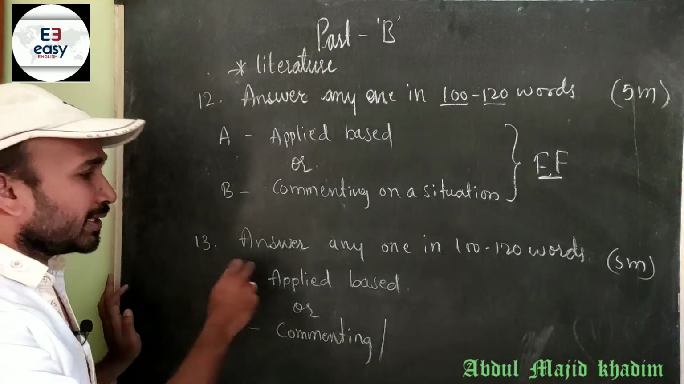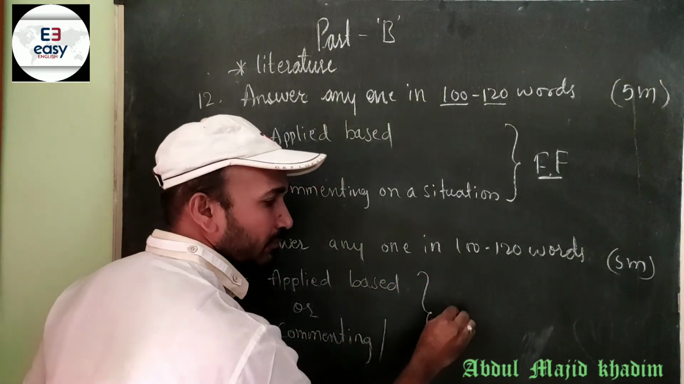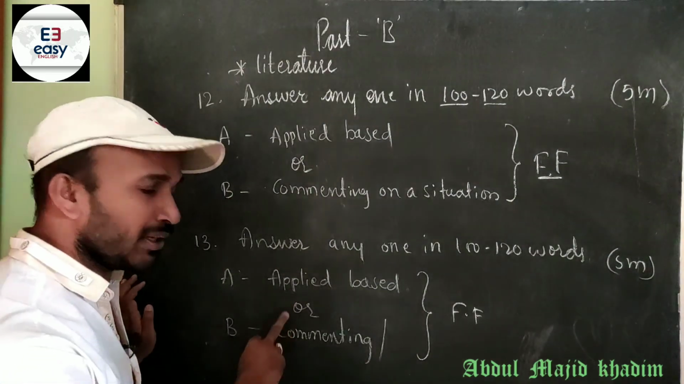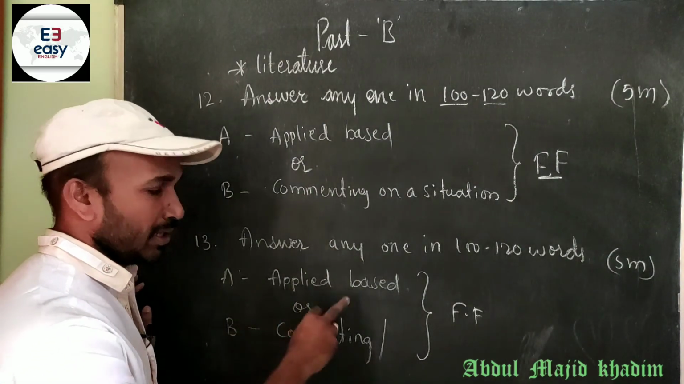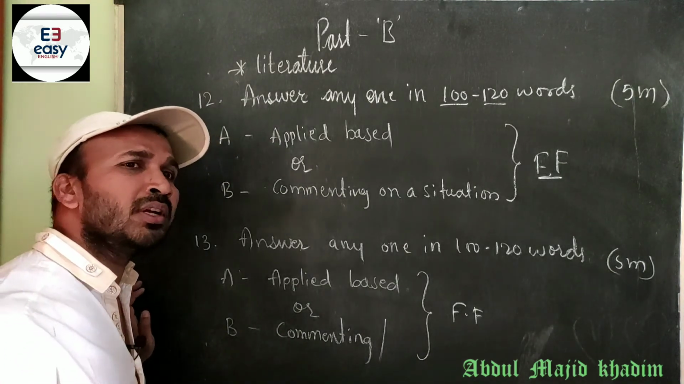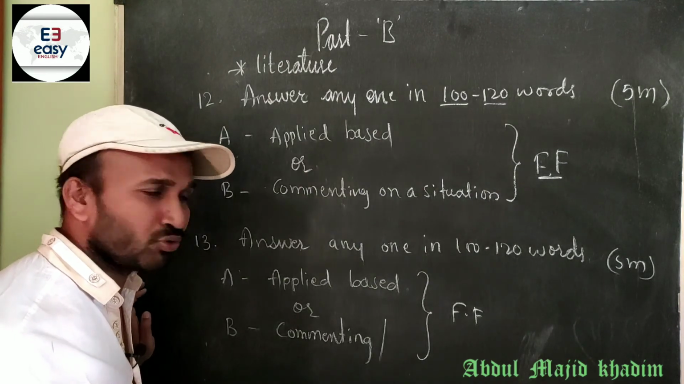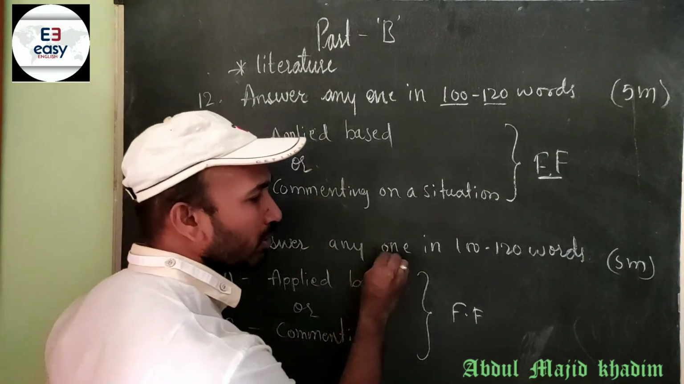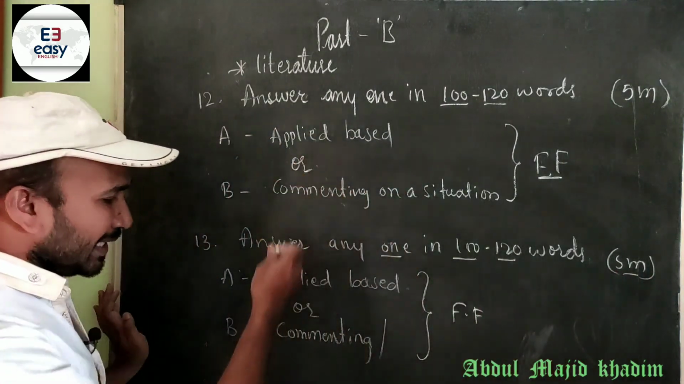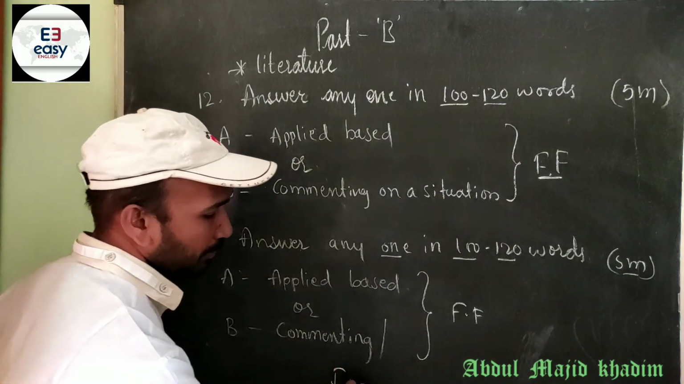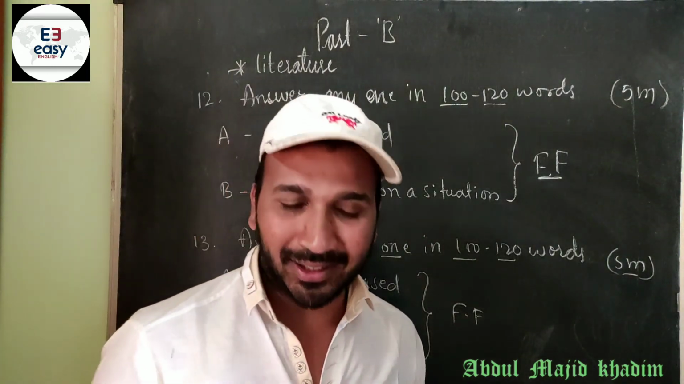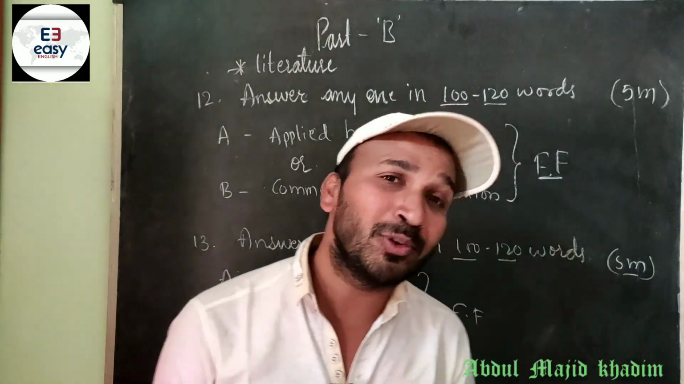And for the 13th question, these two questions will be asked from Footprints Without Feet. From there, the question will be given here also. This question will also be applied-based or commenting, or any situation will be given, on which you have to comment or put your views. So this is also any one you have to write in about 100 to 120 words, that also carries 5 marks. So this is the end of your question paper. I hope that you have understood which type of question paper you will get.